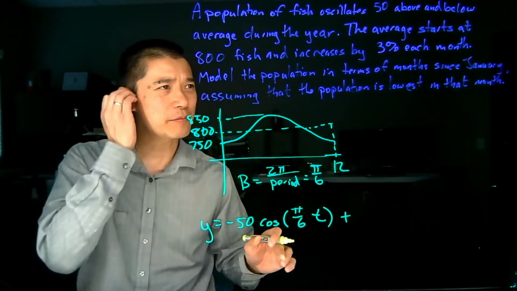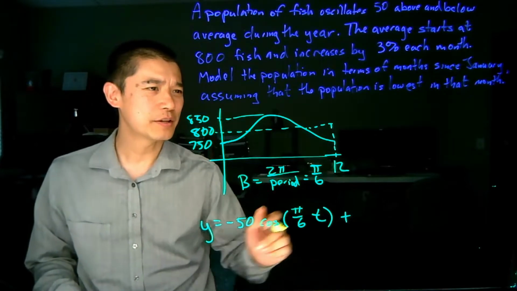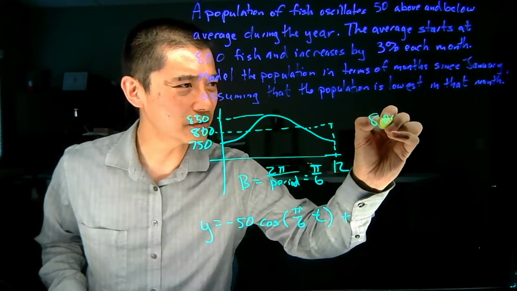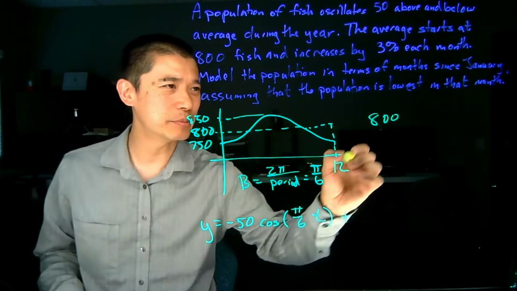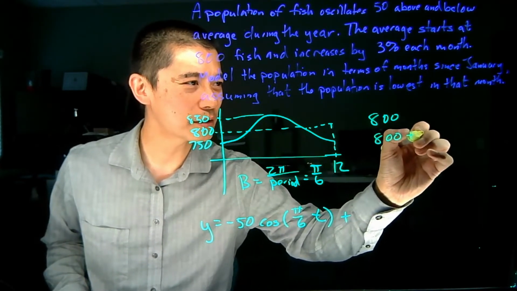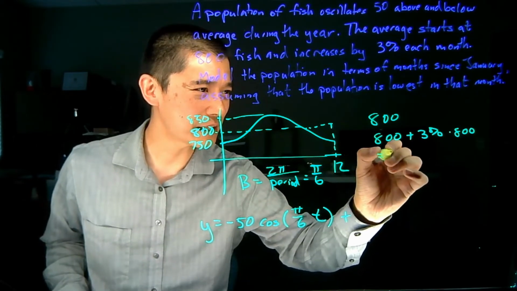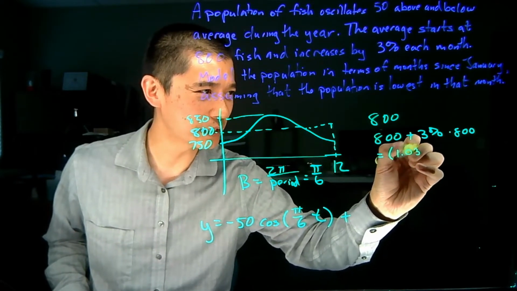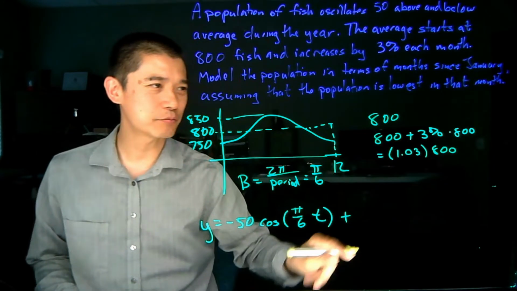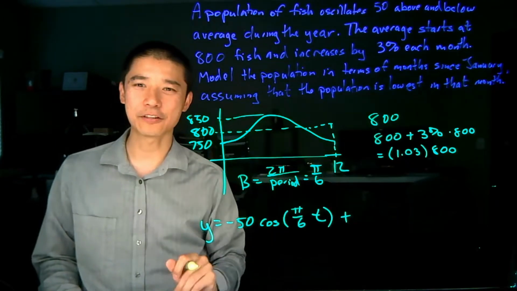So for the midline, we're increasing by 3% per month. What does that mean? Well, at the beginning, we'll have 800. That's the starting point. And then it'll be 3% more than that. So it's going to be 800 plus 3% of 800. And if you look at that, that ends up being 1.03 times 800. Just write 3% as a decimal, 0.03, and then factor out the 800. This is what you get.